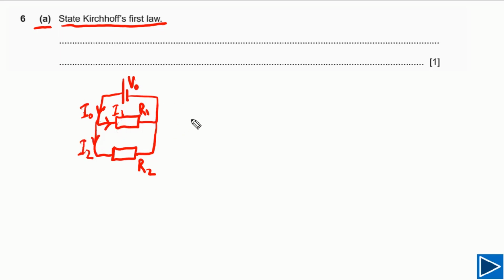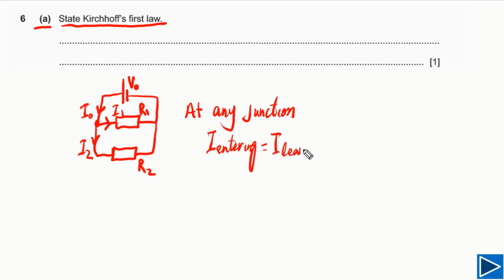Now according to Kirchhoff's first law, at any junction, let's say if we study this junction, I entering has to be equal to I leaving. Means the total I entering has to be equal to the total I leaving. In this case, the current entering this junction is I0, and the current leaving this junction is I1 and I2. So this is simply Kirchhoff's first law.